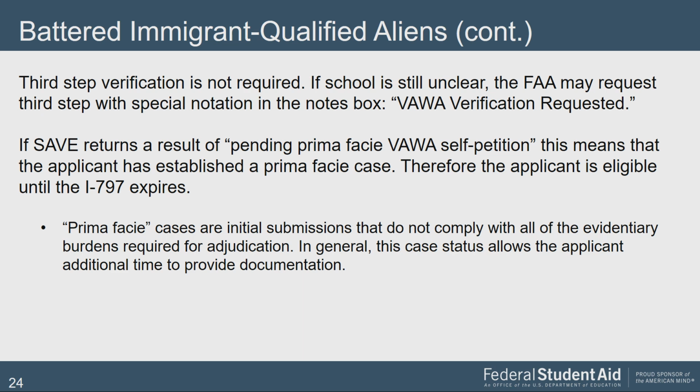If the student fails the automated and primary automated match for this immigration status, you do not have to submit third step verification. So you will not have to follow the process that Maria will outline in a moment. If an individual submits an I-797 notice of action and it says that their petition has been approved or they've established a prima facie case, you can award them aid. You do not have to go through third step verification for this immigration status.